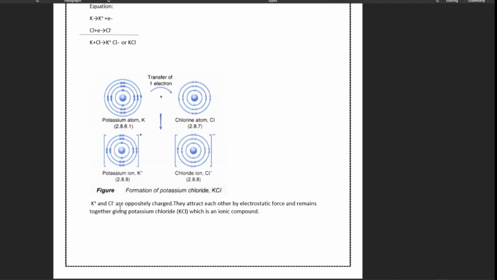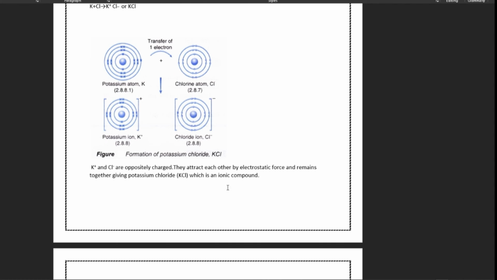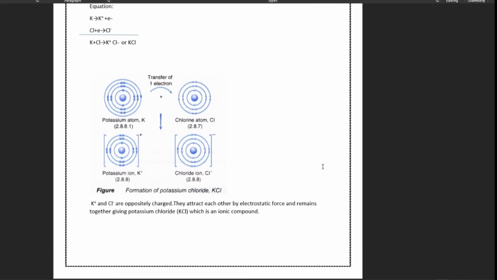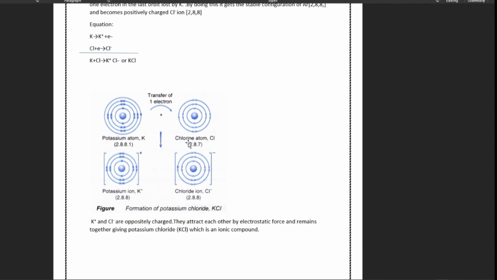Potassium and chlorine ions are oppositely charged. They attract each other by electrostatic force and remain together, giving potassium chloride, which is an ionic compound. The whole thing is an ionic compound because the ions are oppositely charged, and oppositely charged ions attract each other by electrostatic force. It's a force between oppositely charged ions.